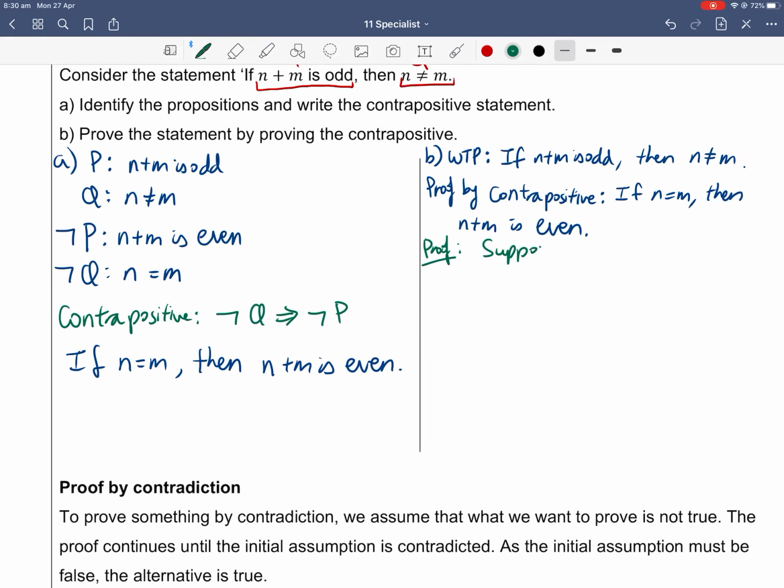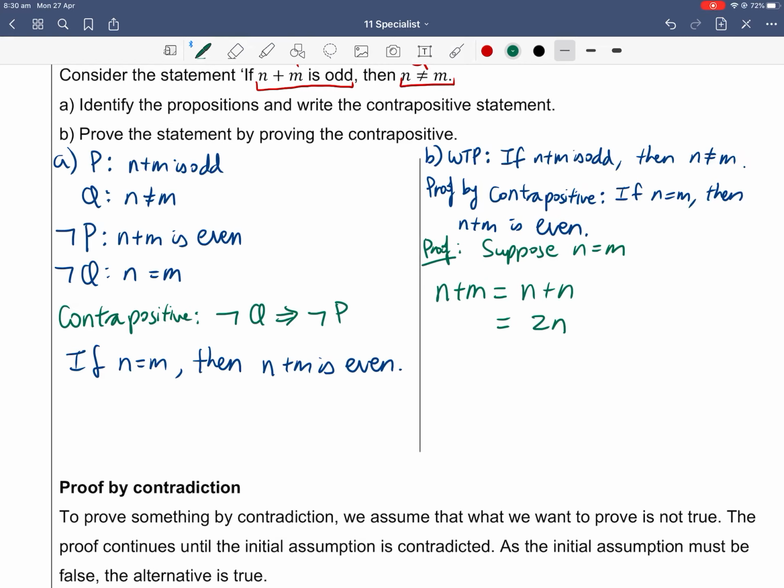So what is the proof? Well, we're supposing that n is equal to m, because that's our if statement. If something is true, we suppose that it is true. We want to somehow get to n plus m being an even number. So suppose n is equal to m, then what is n plus m? Well, n plus m is n plus n, because we supposed n equals m.